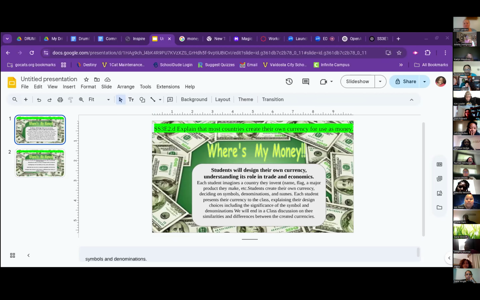And then we would have a second activity where they'll go around the room purchasing things with their money to see the value of their money. And how far their money will go.